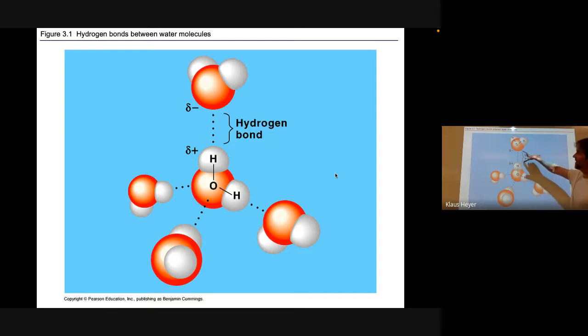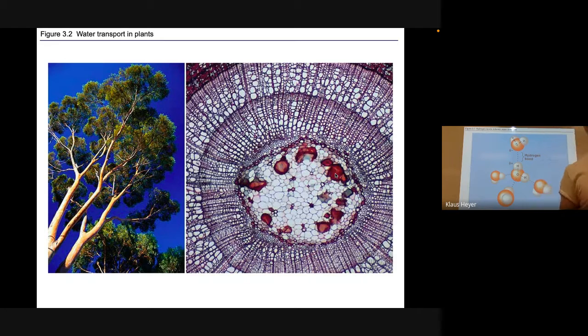Because it's just kind of an attraction. They're not even touching each other. It's just that they're attracted to each other. Partial positive and partial negative are sort of attracted. So a hydrogen bond, to give it some kind of definition, is a partial positive attracted to a partial negative.